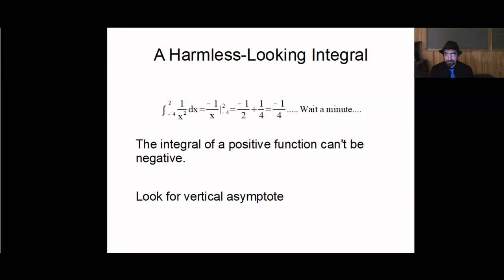Yay! Wait a minute. Something doesn't add up about this. The function 1 over x squared is a strictly positive function, right? You plug in any value of x, you're not going to get a negative number. And so when you integrate a positive function over a forward-facing interval where the lower bound truly is lower than the upper bound, you should get a positive number. Why are we getting a negative number?